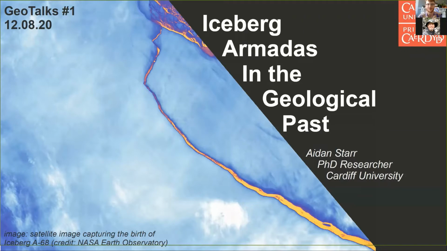I'm going to be talking about iceberg armadas in the geological past. This is work that we've been doing in our research group at Cardiff with various collaborators, focusing on the paleoclimate picture of icebergs, particularly in the Southern Ocean, and how this can inform our understanding of the climate system, with obvious implications for how we understand that system as we move forward.